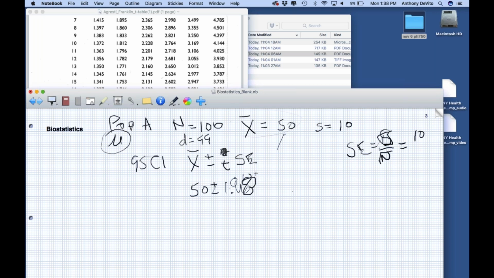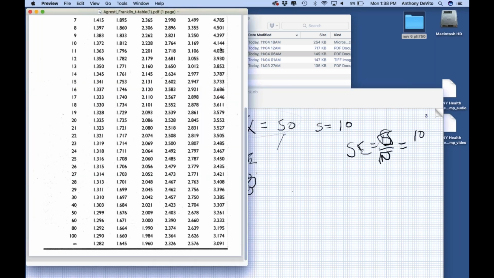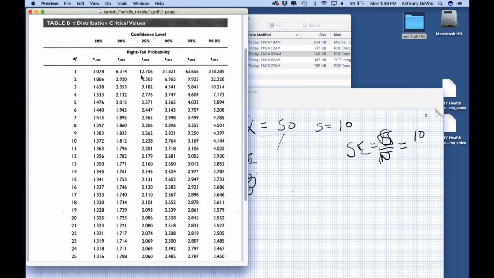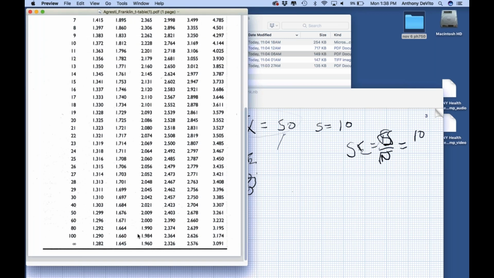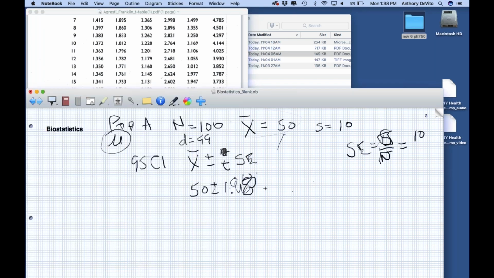Yes, 99. There is no 99 on the table, so I just use the closest number. What's the closest number? It's not 99, it's 100, right? If you look at the table, I'll go back to it just so we're all clear. If you go down here to 100, this column represents the 95% confidence interval. So 100 is 1.984, and I'm calling it 1.98 times my standard error.